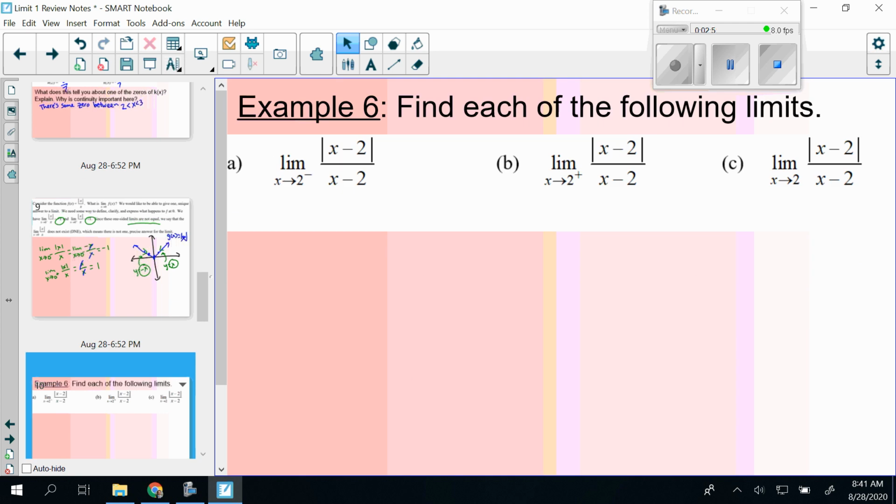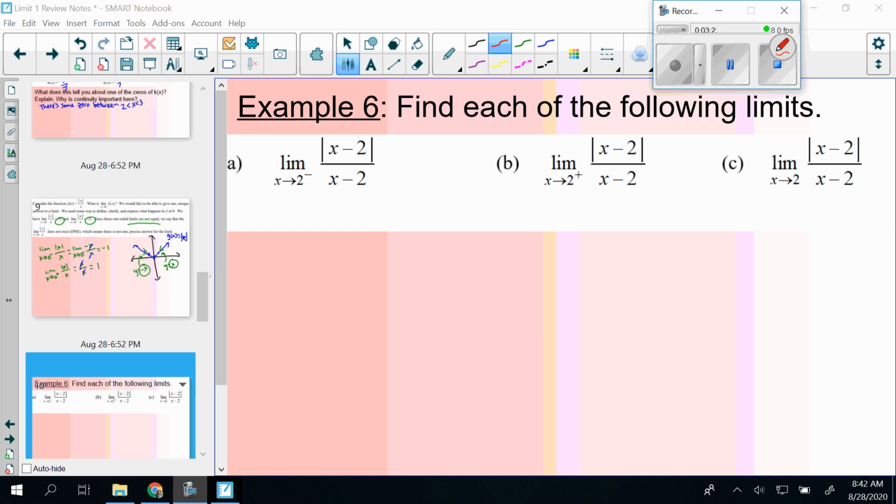Let's look at some other absolute value ones and see if we can answer here. So what is the limit as we approach 2 from the negative side of this absolute value function here over x minus 2? Well, we can't simply plug in 2 on this one to figure it out, because 2 minus 2 is 0, and 2 minus 2 is 0. We get 0 over 0. You can't divide by 0, so that won't work.